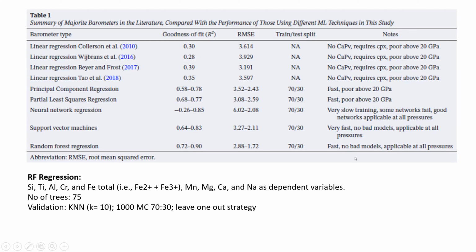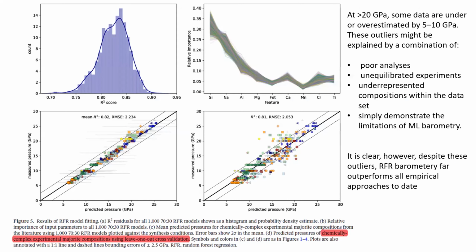Compared to that, random forest is fast and applicable at all pressures. In the case of random forest, they have constructed about 75 trees, and these are the three validation methods that they have tried: one is KNN, another is Monte Carlo, which they ran 1000 times on a 70-30 ratio, and the leave-one-out strategy. On the basis of that, these are the results that they have got.